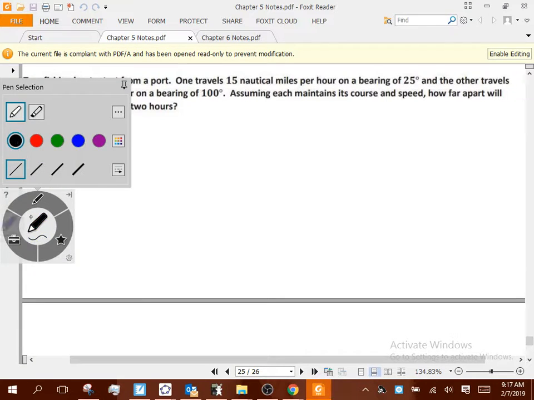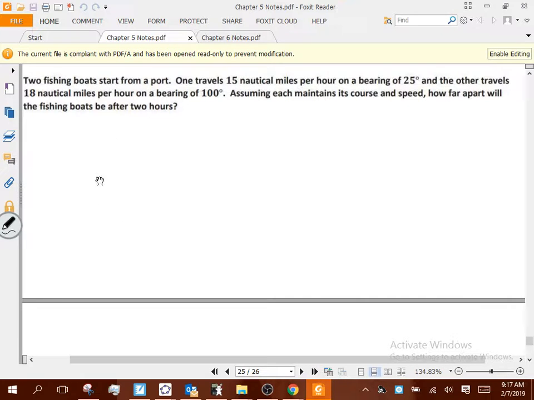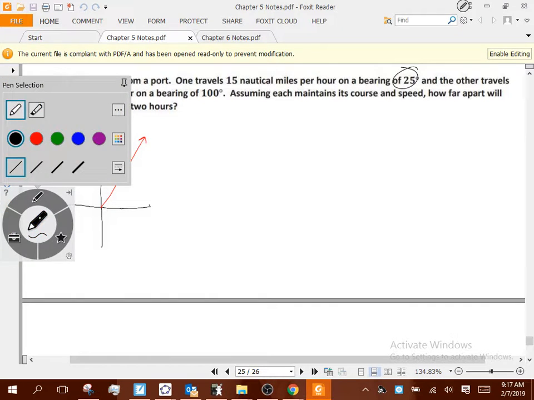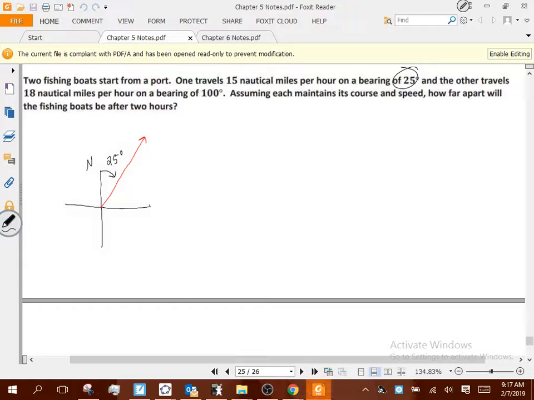So we leave this port. They both leave this port. And one heads in a 25-degree bearing. Now, there's no north, south, east, or west given for that, right? So we talked yesterday, if that's the case, then you always start north and you move clockwise. So they're trying to give you this kind of pathway for that boat. That angle right there would be 25 degrees.